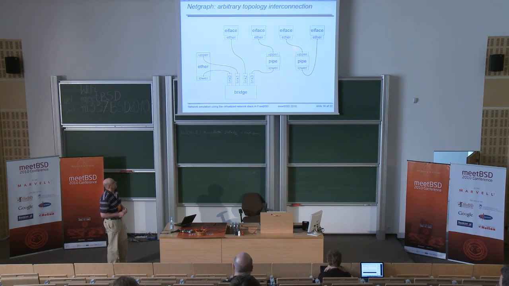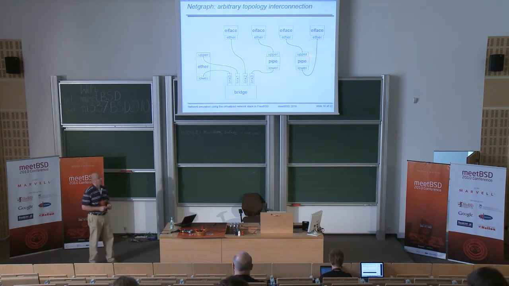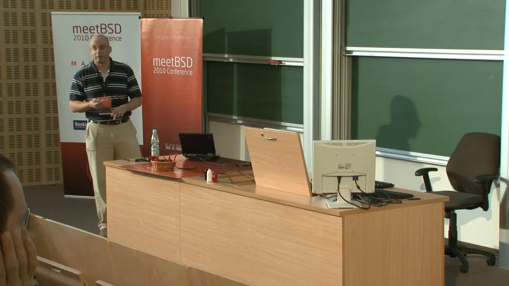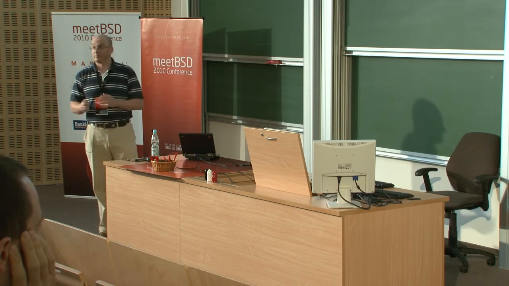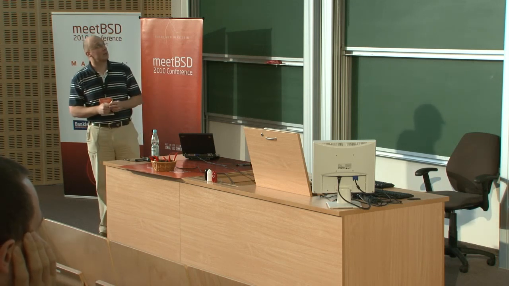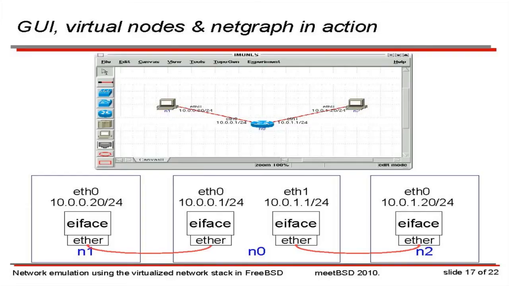Or we can simply connect two virtual Ethernet interfaces back to back together, or insert a processing element in between. ng_pipe is a processing node which allows us to emulate bandwidth, delay, bit error rate, packet duplication, impairments like those.